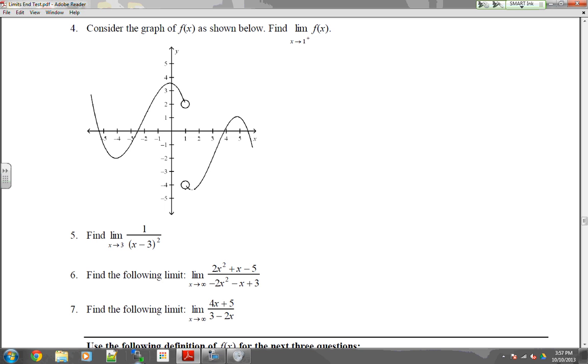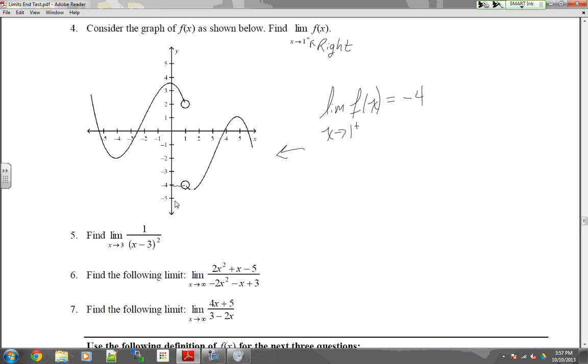Find the limit of f of x as x approaches 1, and it's a little plus sign, so that means from the right. So we're coming from this direction, going along the graph. Up here's x equals 1. What is our y value at that point? Negative 4. So the limit of f of x as x approaches 1 from the right equals negative 4. Because remember, you use your y value to get the limit of your function.